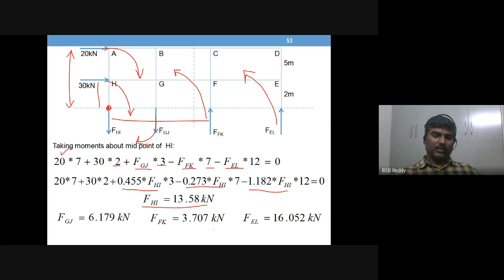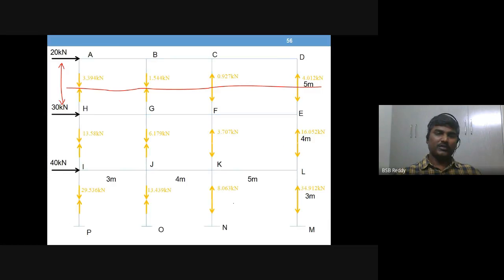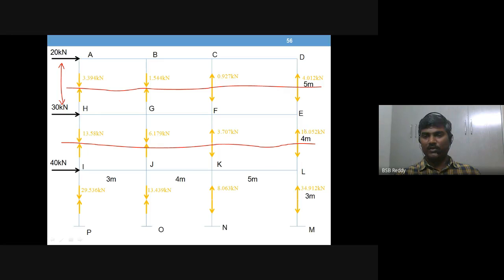Okay. So that is 13, 16, CG. Let's see how it is. You see it here. So where we have worked out this. Okay. So 6.17, 16.